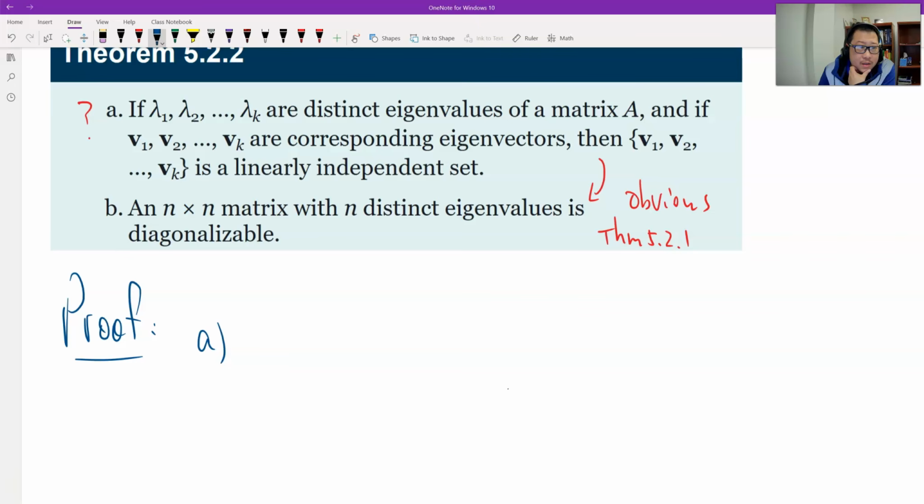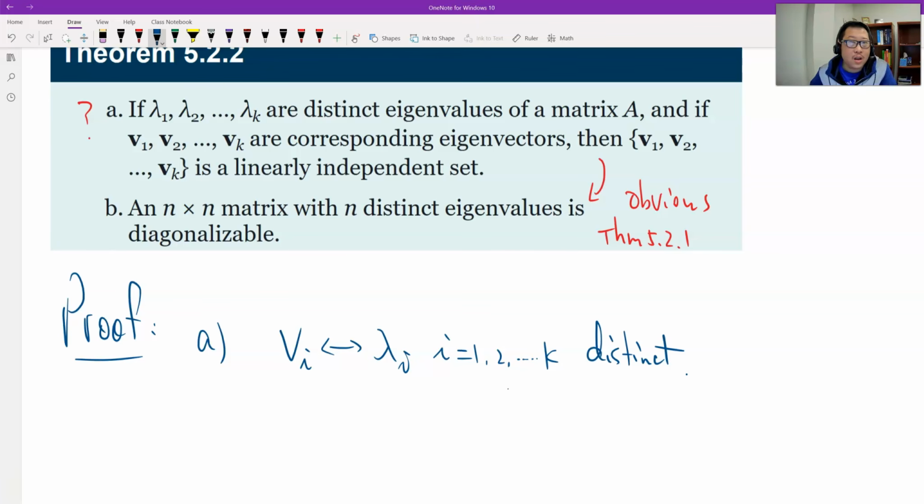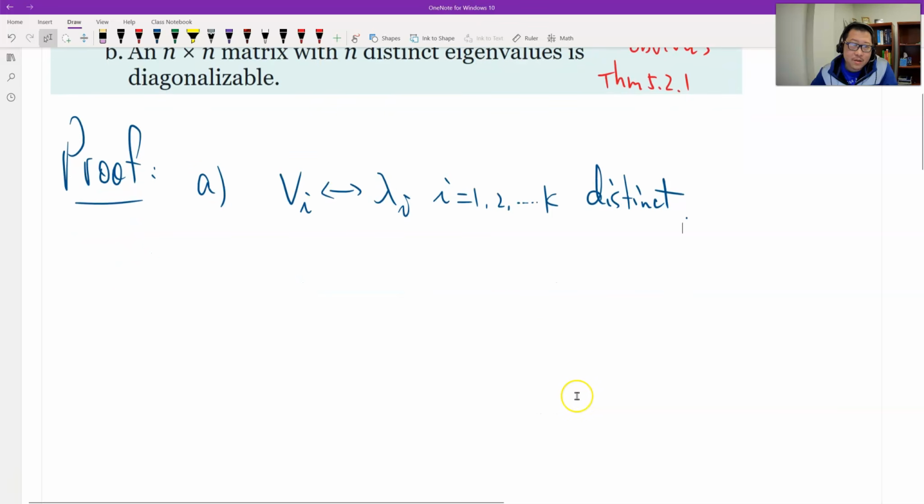First, let me just set up this. We already have lambda i. So we say Vi corresponds to lambda i, with i going from 1 to k. And remember, the lambda i are distinct and different. So we need to show all the eigenvectors are linearly independent. We can do it this way: we just explore one by one.